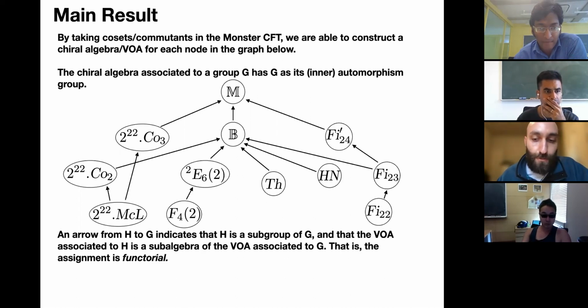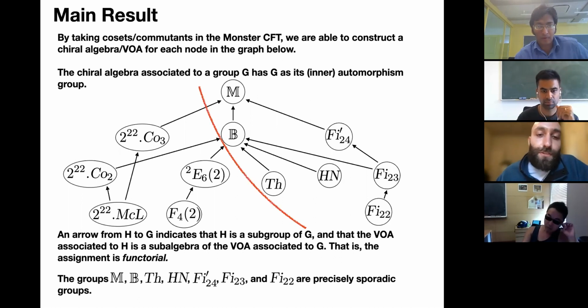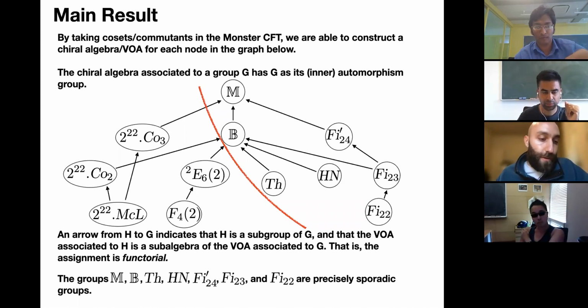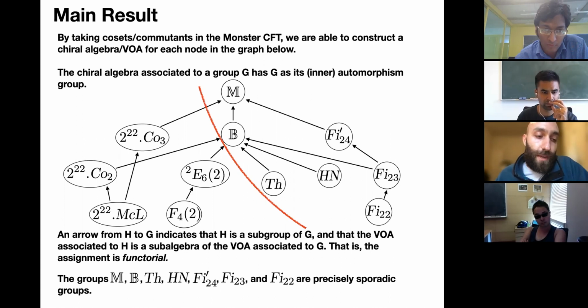And the idea is that everything to the right of this red line that I've drawn is a sporadic group on the nose, and in particular, the part of the graph to the right of the red line is a subgraph of the previous diagram that I showed. And so we succeed in capturing at least a few petals of the bouquet, but we fully expect that several other examples are also within reach. And that's basically all I wanted to say for my elevator pitch.